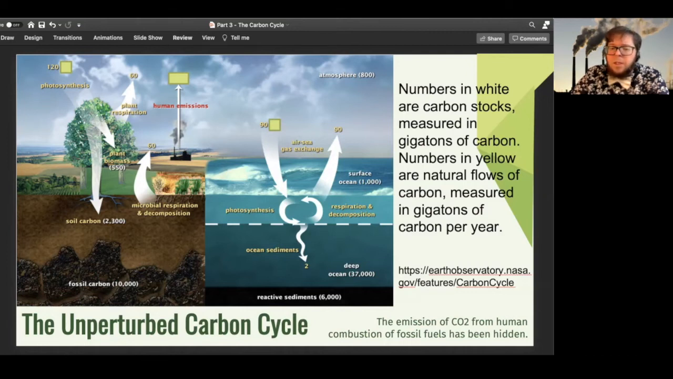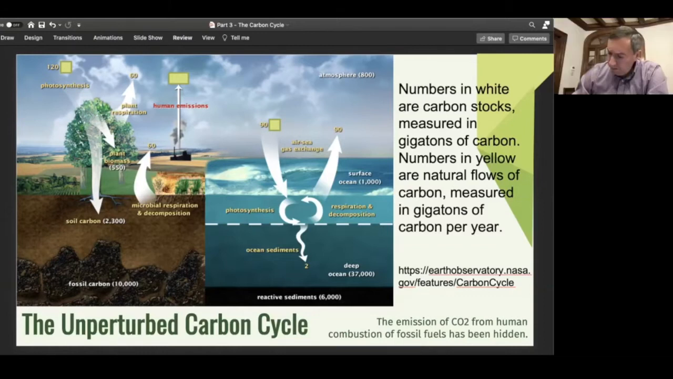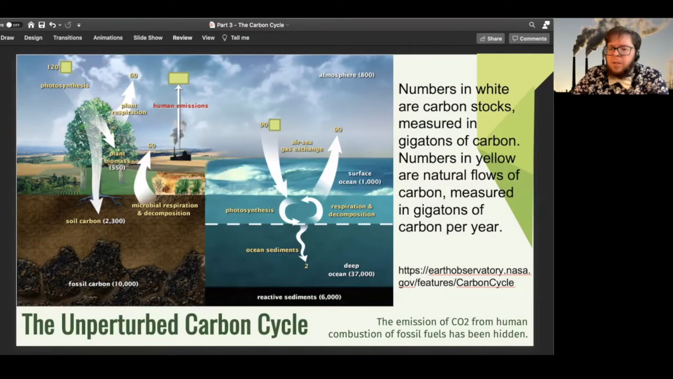So that's where the stocks of carbon are, and that's what some of the flows of carbon are. There's a little bit of stuff with coastal exchange that's not really depicted here. But that's what's going on with the carbon cycle. While we're here, does anybody have any questions?